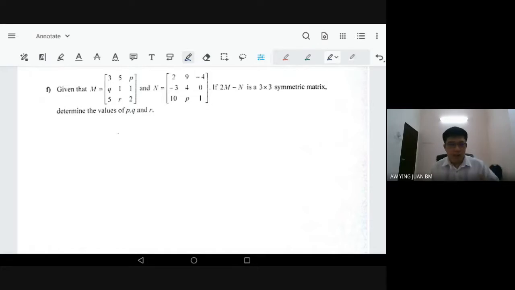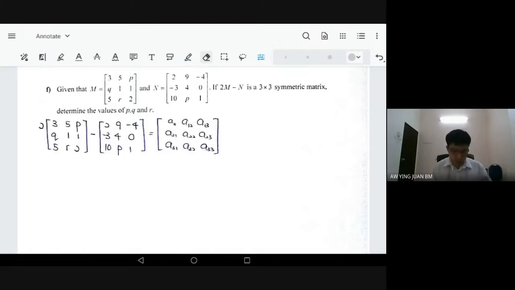So my suggestion is to substitute the M, N into the statement. So here written, the 2M minus N is equals to 3 by 3 matrix. So in here, the statement is symmetrical or symmetric matrix, meaning that the A21 is equals to A12. Then we have A31 is equals to A13. Finally, A32 is equals to A23. So the value is the same. That's why we said symmetry.